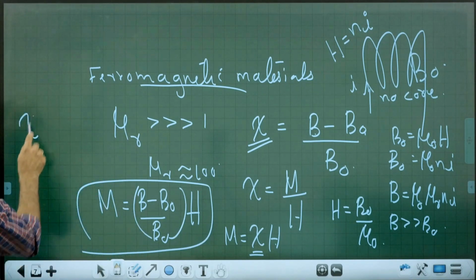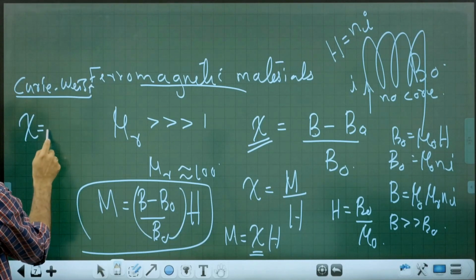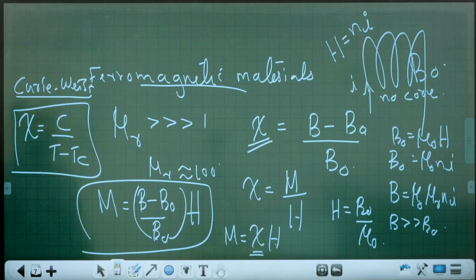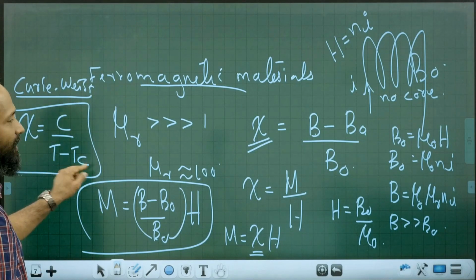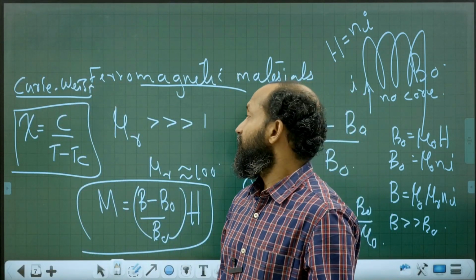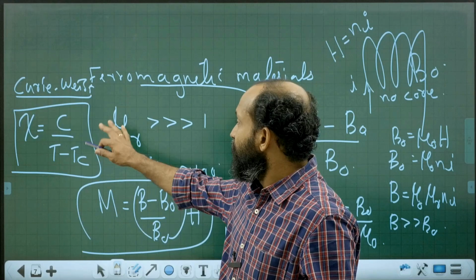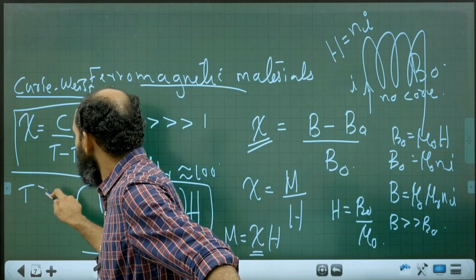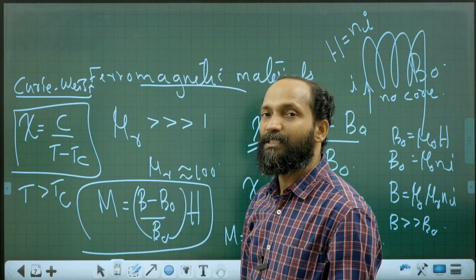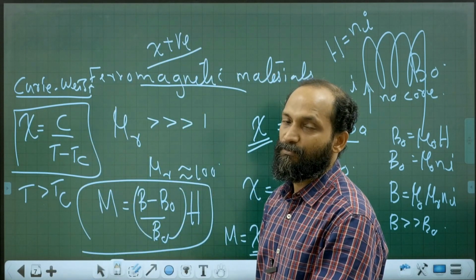Also, susceptibility chi as per Curie-Weiss law. According to Curie-Weiss law, susceptibility is measured as C by T minus Tc, where C is Curie's constant, a proportionality constant, and Tc is a critical temperature, a transition temperature, the Curie temperature, above which a ferromagnetic material becomes paramagnetic. And this Curie-Weiss law is only valid when T is greater than Tc, for which susceptibility should be positive. For ferromagnetic materials, susceptibility is a large positive figure.